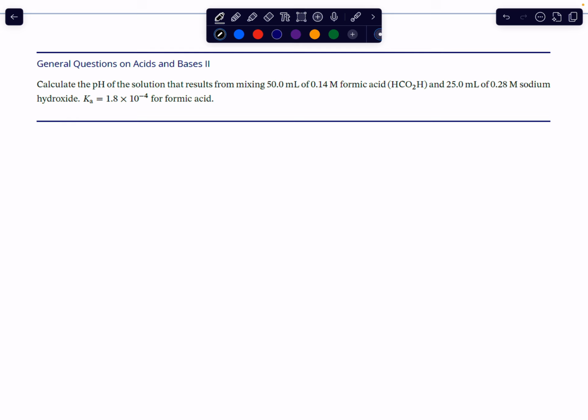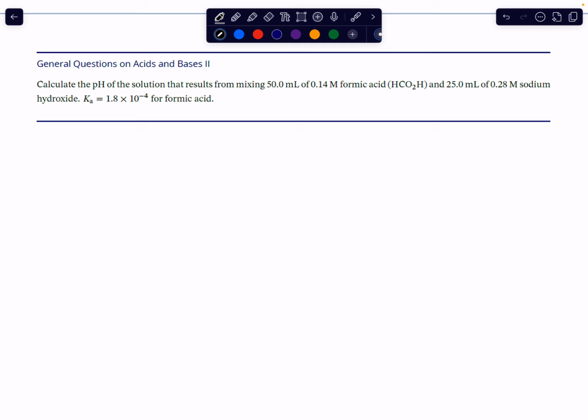So first let's analyze what's going to happen if we mix these two solutions. So of course formic acid is an acid. We're given a Ka for formic acid, so it's an acid, and sodium hydroxide is a strong base. So we expect these two solutions to have an acid-base reaction, and sodium hydroxide being a strong base, we expect it to be a strongly product-forming reaction.